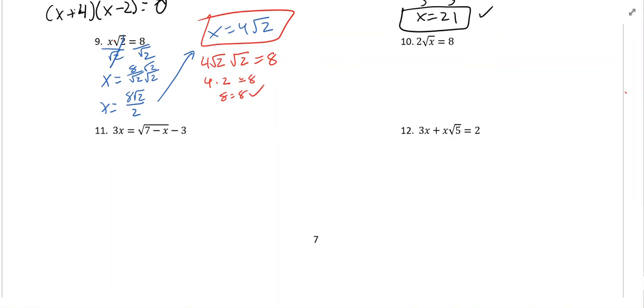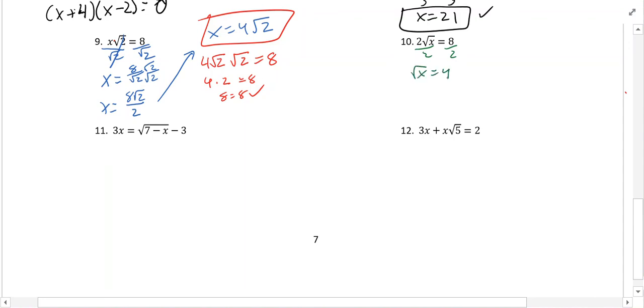All right, so with number 10, again, you want to make it easier. So it's probably easier to divide instead of trying to square both sides first. When you divide here, you're going to get the square root of x equals 4. And now we can square both sides, and I'm going to get x equals 16.